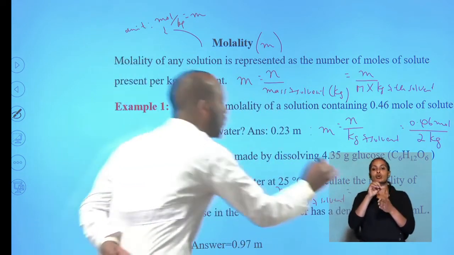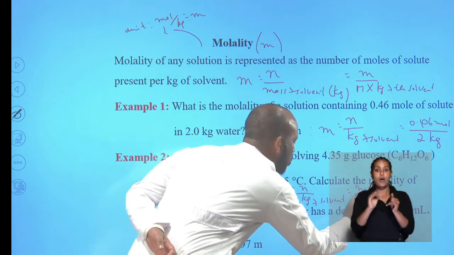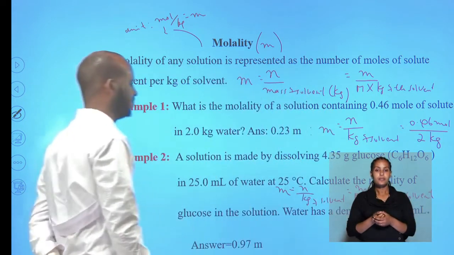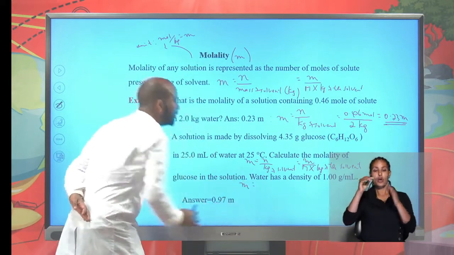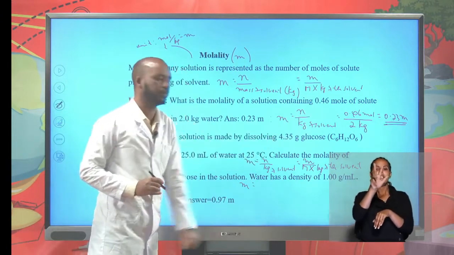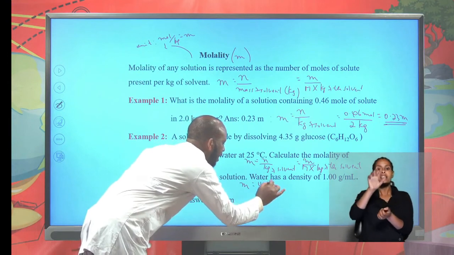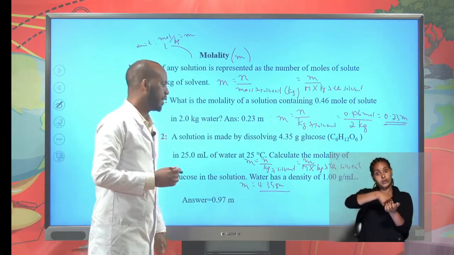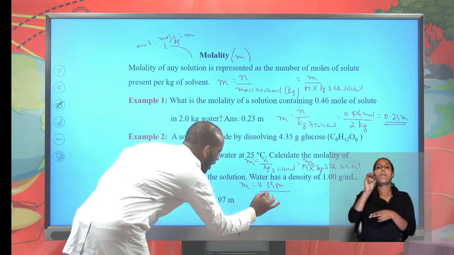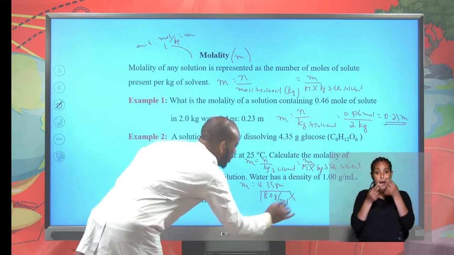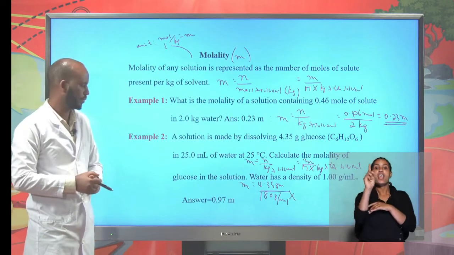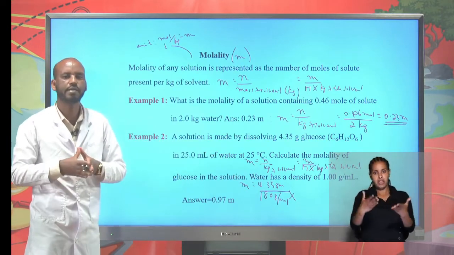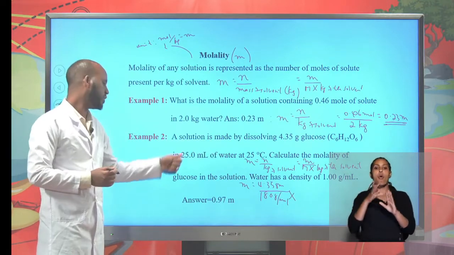Number of moles of solute is mass of the solute divided by molar mass of the solute. Now molality, small m, equals mass of solute, 4.35 gram glucose, divided by molar mass of glucose, 180 gram per mole, times mass of the solvent in kg. Here, what is given? Volume of water and density of water are given. We can calculate mass of water from density and volume.